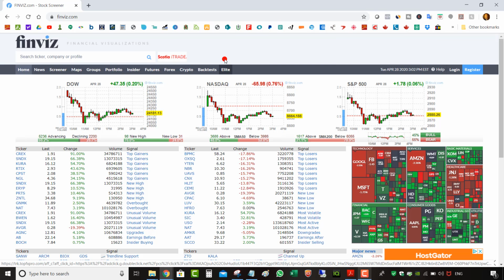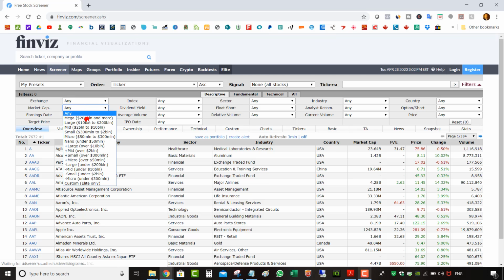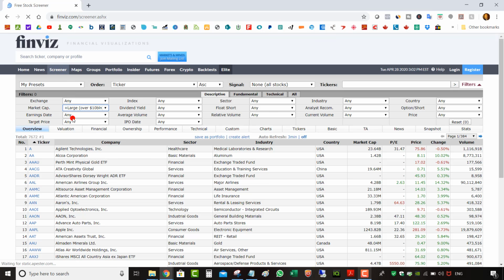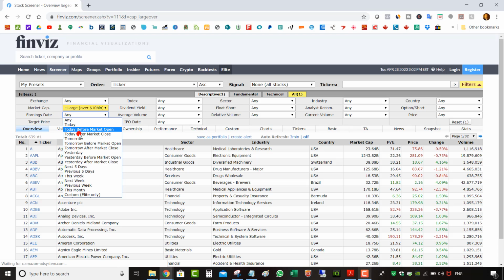All right, so I want to show you how I place an earnings trade on MasterCard. So first thing, I'll go on FinWiz. This is where I find out which stocks have earnings. Basically I'll go on Screener, and then I'll go market cap, anything over 10 billion. And then earnings date, I'll choose anything that has earnings either today after close or tomorrow before market open.